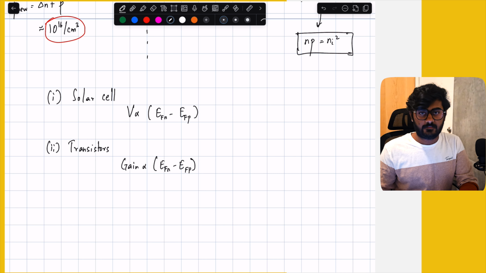So this is the physical significance of quasi-Fermi levels, and as we can see, quasi-Fermi levels are very important in order to analyze semiconductors in non-equilibrium conditions.